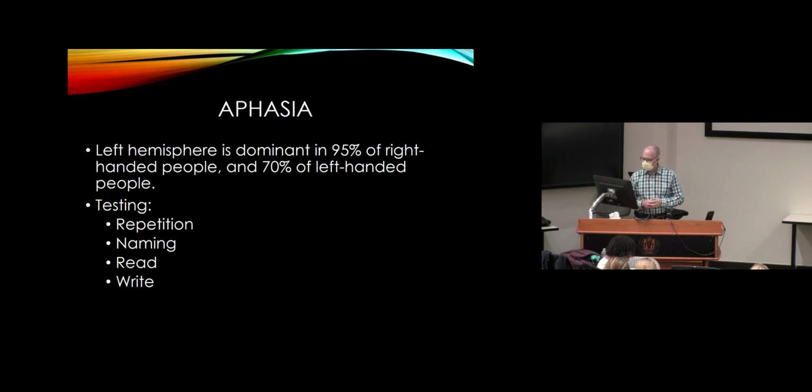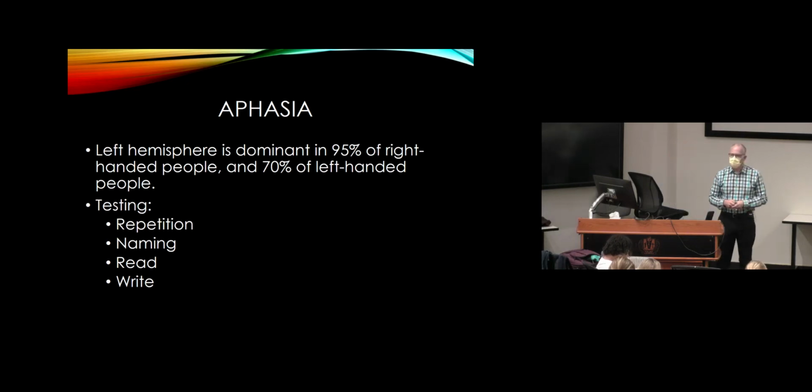And so we can test language function quickly, several ways. Repetition is one of the best things you can do. Because if I ask a patient, can you please say, today is a sunny day? Well, they understood that in Wernicke's area, right? But then to get the words out, that has to go through the arcuate fasciculus to Broca's area, and then they repeat the sentence. So you really test both areas when you have someone repeat a sentence.